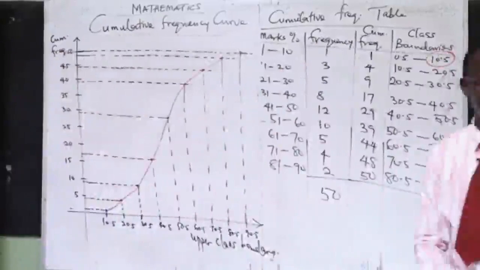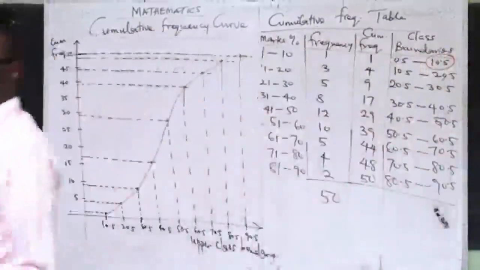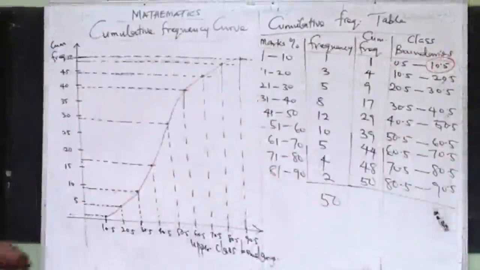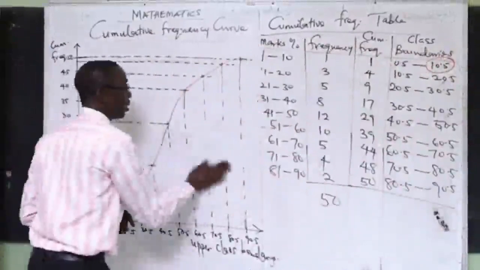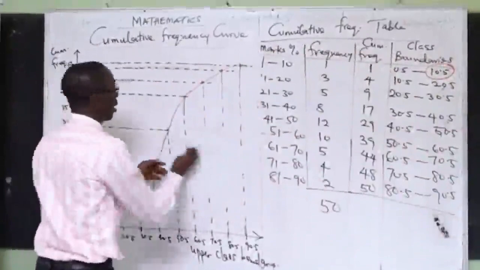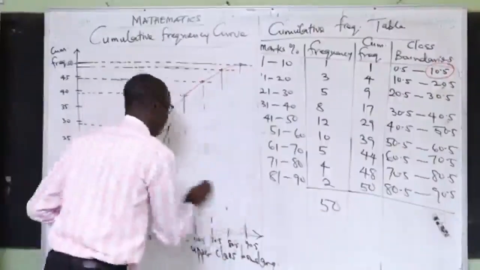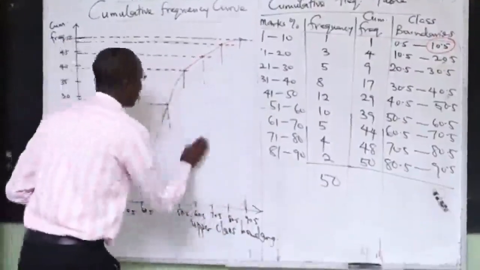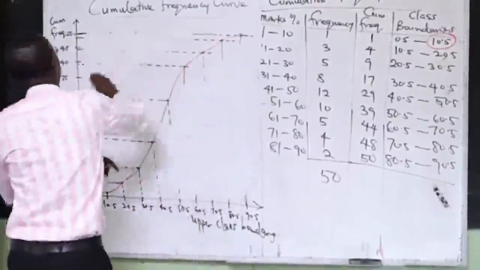Can I see your hand? Oh, that's a good one. It's a good one. So, like I said, those dotted lines, they are not necessary.